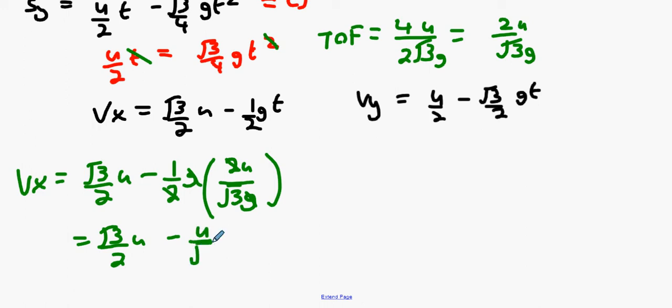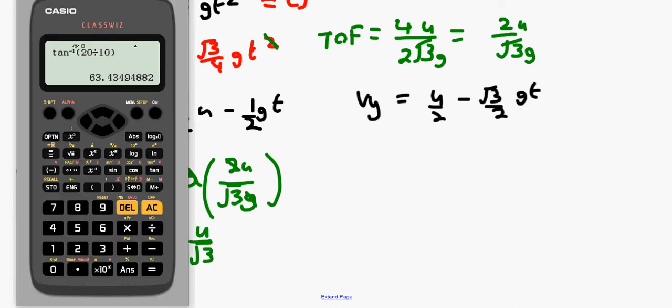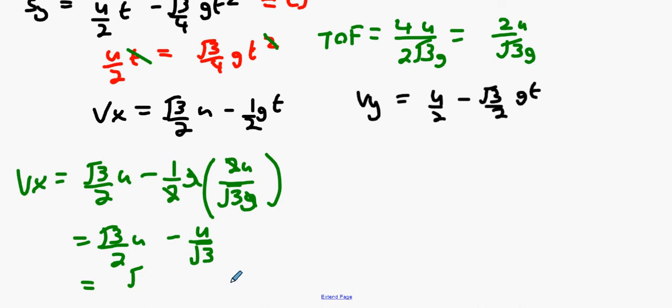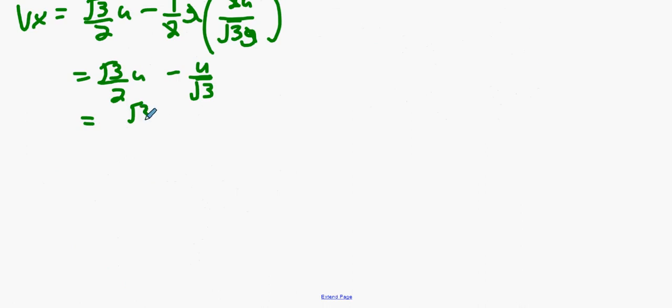Alright. No bother. Put it into the calculator. Root 3 over 2 take away 1 over root 3. Root 3 over 6, I'll take that. Okay, no bother. Root 3 over 6. Alright, happy days.